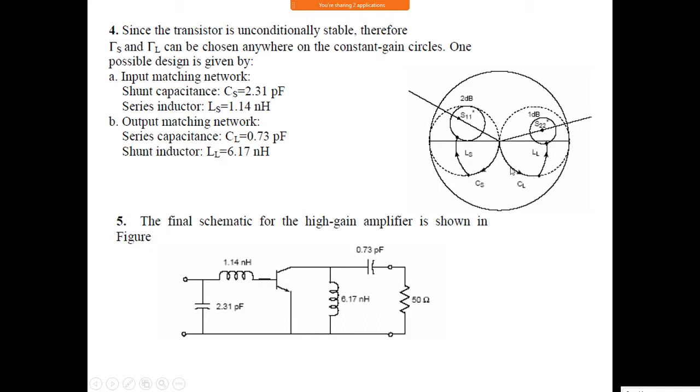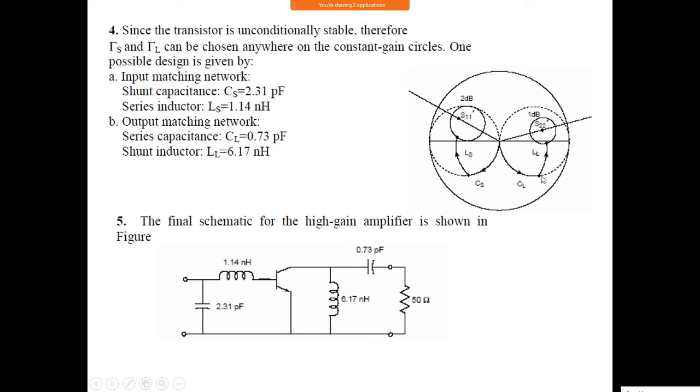From here to here, you are moving on a constant resistance circle. See, this is a constant resistance circle. Moving on a constant resistance circle in the anti-clockwise direction adds a capacitor in series. So this is 50 ohm, 50 ohm, and you are moving from here in this direction up to this point on the resistance circle. These are resistance circles. So this adds a capacitor in series.